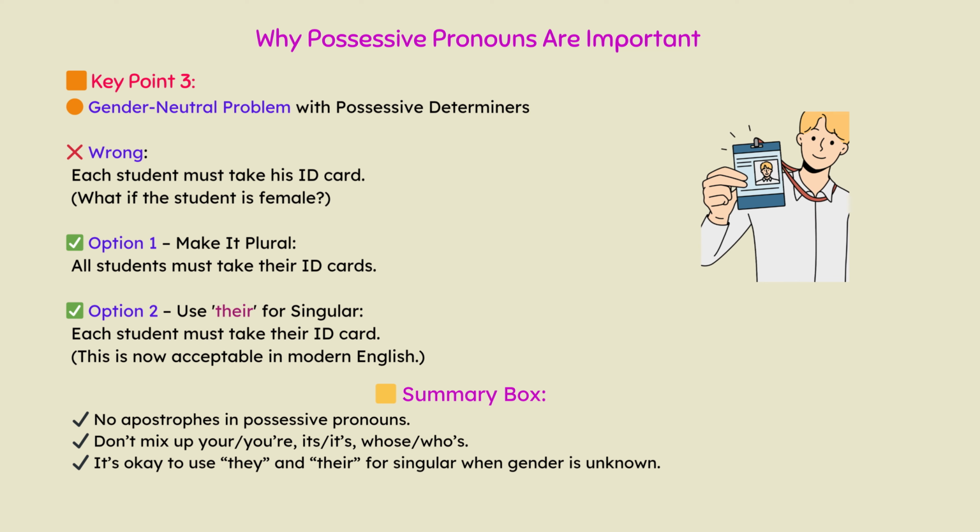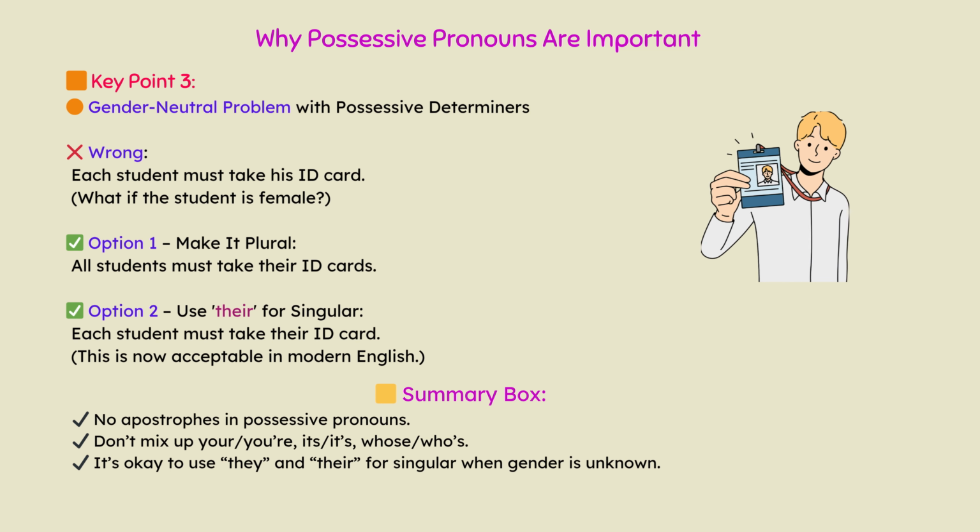Why possessive pronouns are important. Key point 3: the gender-neutral problem with possessive determiners. Let's look at a situation where grammar and inclusivity meet. Here's a sentence that sounds outdated: each student must take his ID card. But wait, what if the student is a girl? That's why we need a better solution.